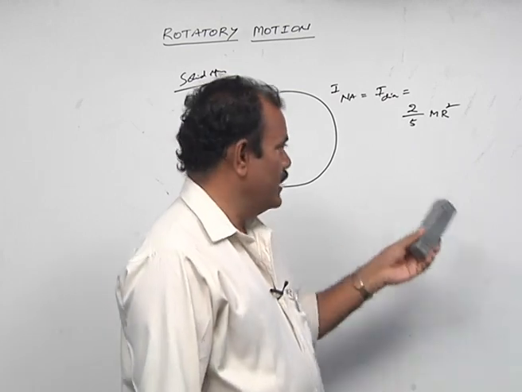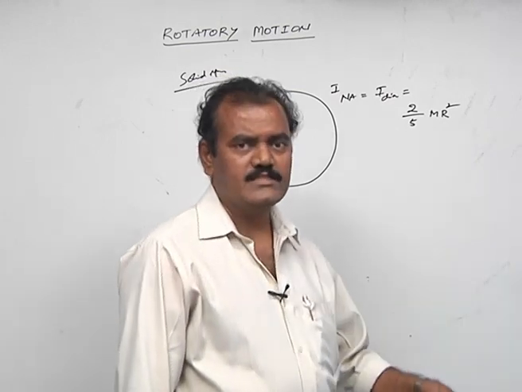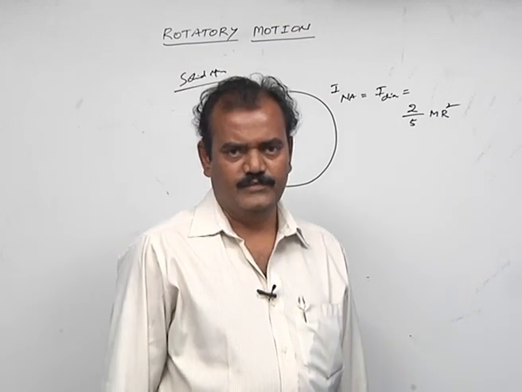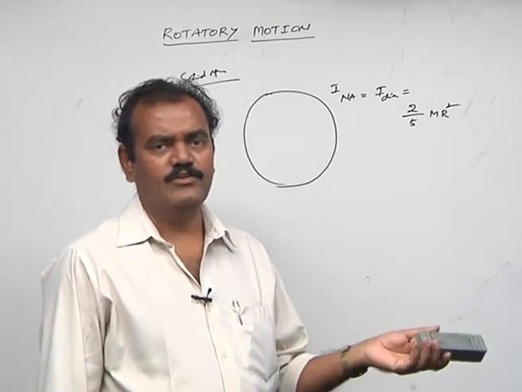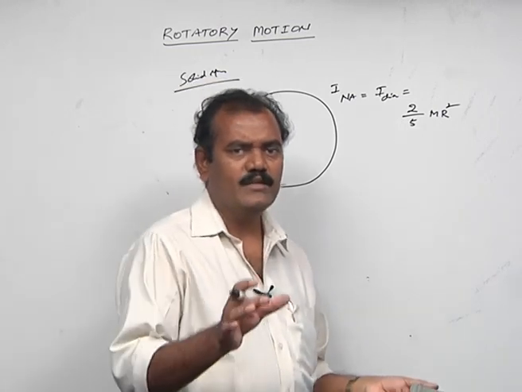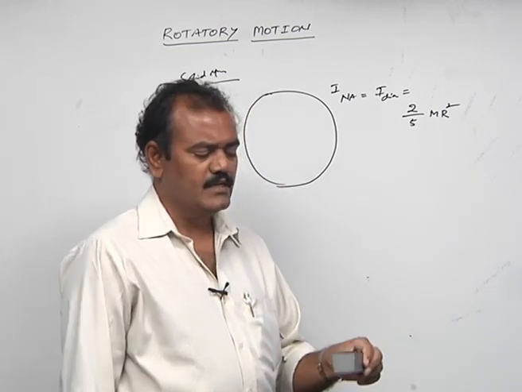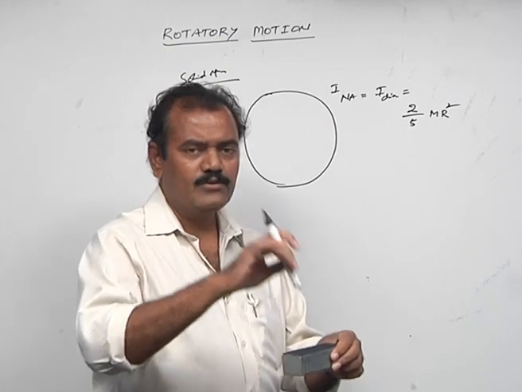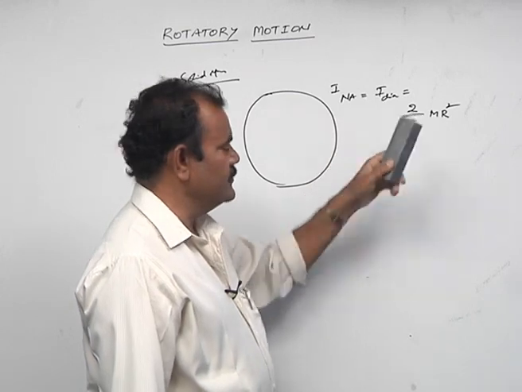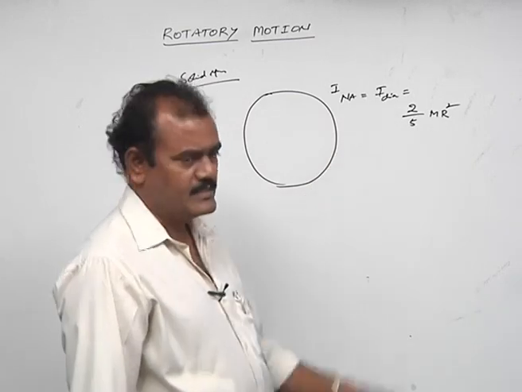And here the diametrical axis becomes the natural axis in case of a solid sphere or the hollow sphere. The only difference is, in case of the circular ring and the circular disc, we have that plane. That's why the perpendicular to the plane only becomes the natural axis. So here the diametrical axis can become the natural axis, that is the 2 by 5 mr square.